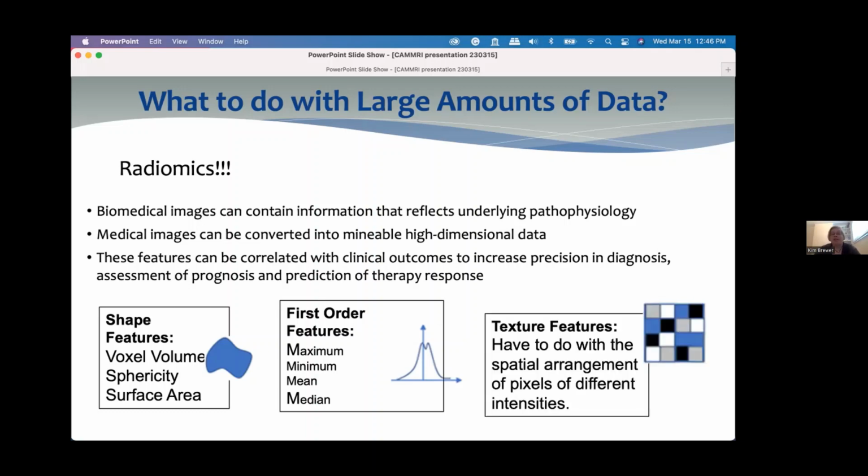And then there's texture features. So this has to do with the spatial arrangement of the pixels. And this is very interesting in tumor imaging. Tumors are extremely heterogeneous. And knowing how the spatial arrangement changes over time can give you a lot of insight into dynamic behaviors of the tumors as well as the immunotherapies.